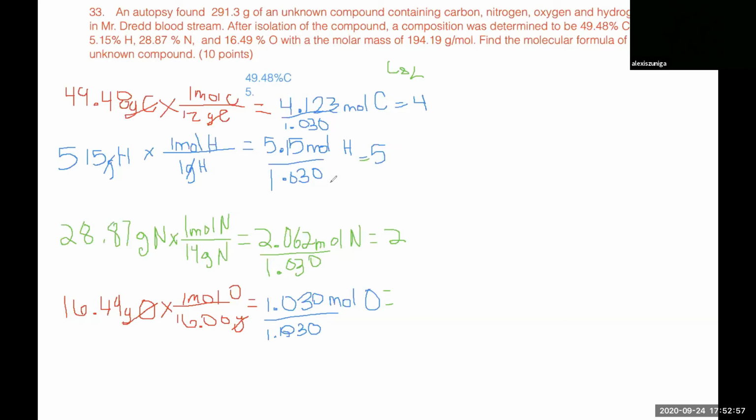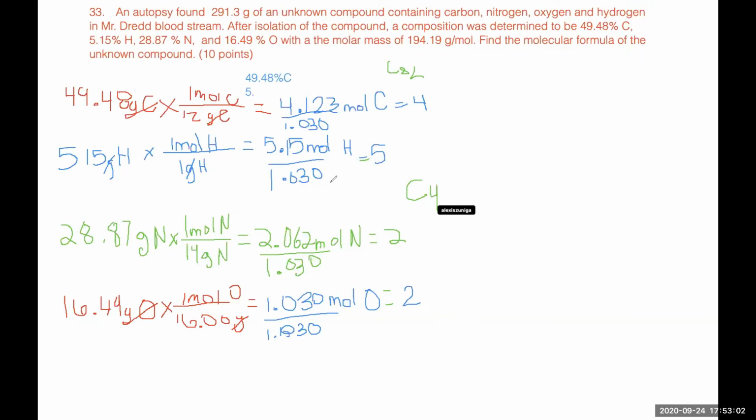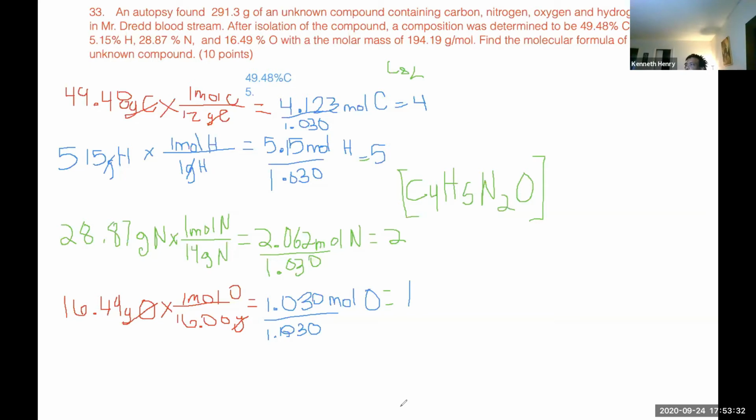So the empirical formula should be C4H5N2, and we got 1 oxygen. So that will be the empirical formula. But we need the molecular formula, so we still have a few more steps to do. So who else is in your group?